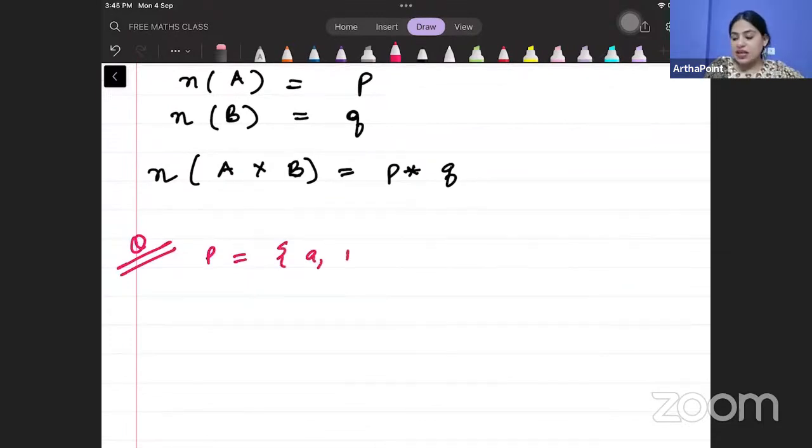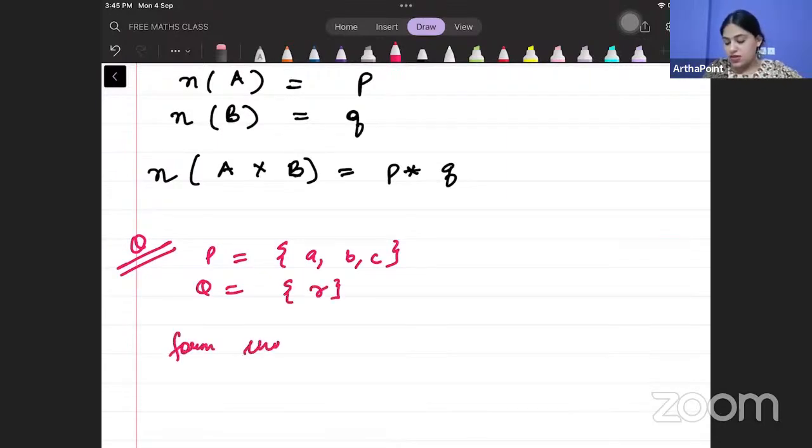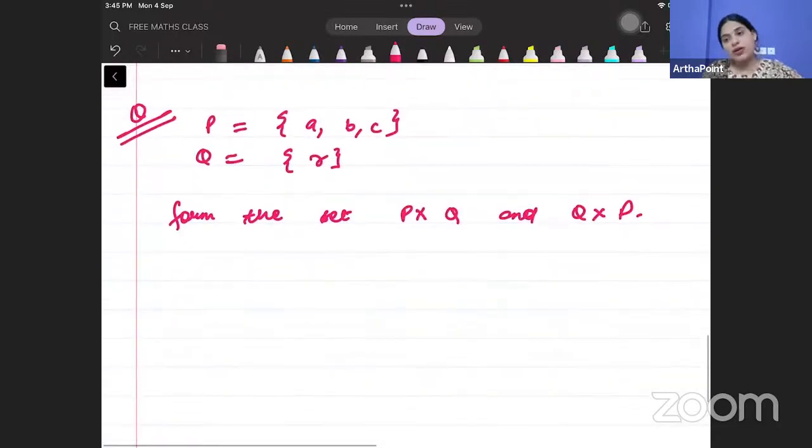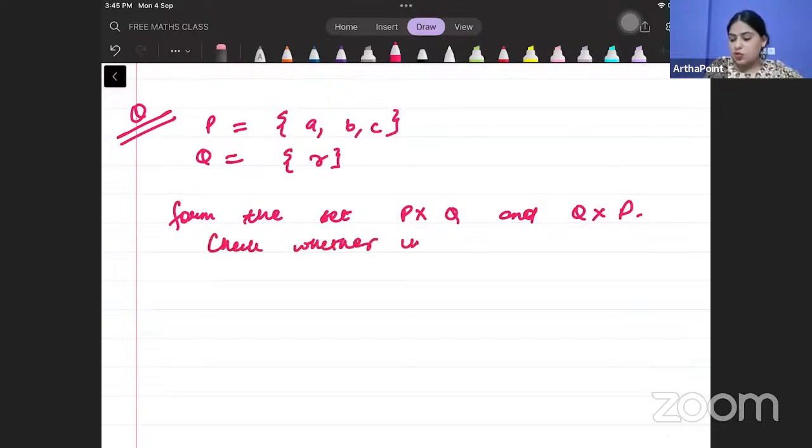ठीक है, एक example ले लेते हैं, question लिखो, please write down the question. So P is given to you as {a, b, c}, right? Q is given to you as {r}, right? Form the set P cross Q and Q cross P. ये दो sets बनाने हैं आपको, P cross Q and Q cross P. Also check whether the two are equal. Is P cross Q and Q cross P equal or not? You have to check that also.